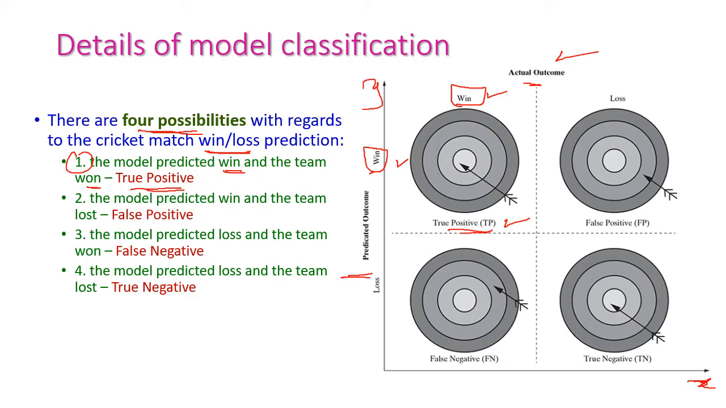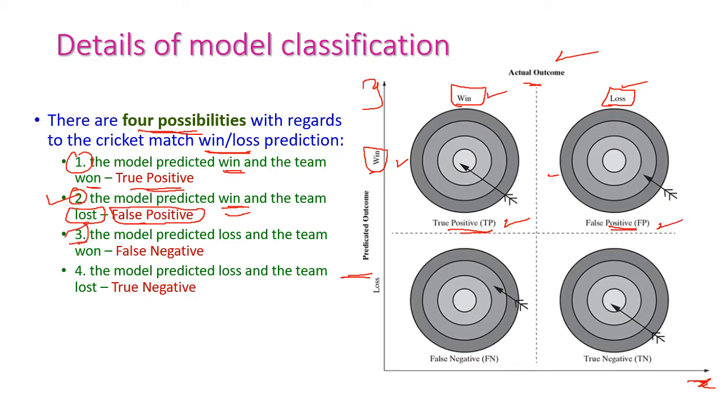The second one, the model predicted win and the team lost. By using our model, we predicted the team will win, but in the actual game, the team lost the match. So this is false positive.